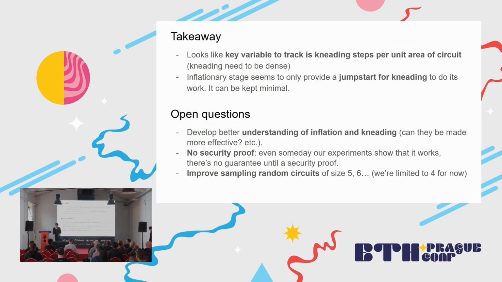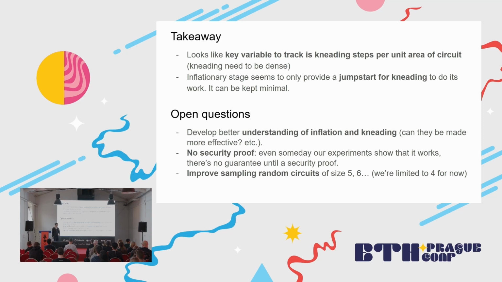Okay, so what is the takeaway? I'm running out of time, so I'll go through this quickly. It looks like the key variable is that you need to run more kneading steps per unit area of the circuit. The inflationary stage only seems to jumpstart the kneading stage so that the kneading stage can do its work.